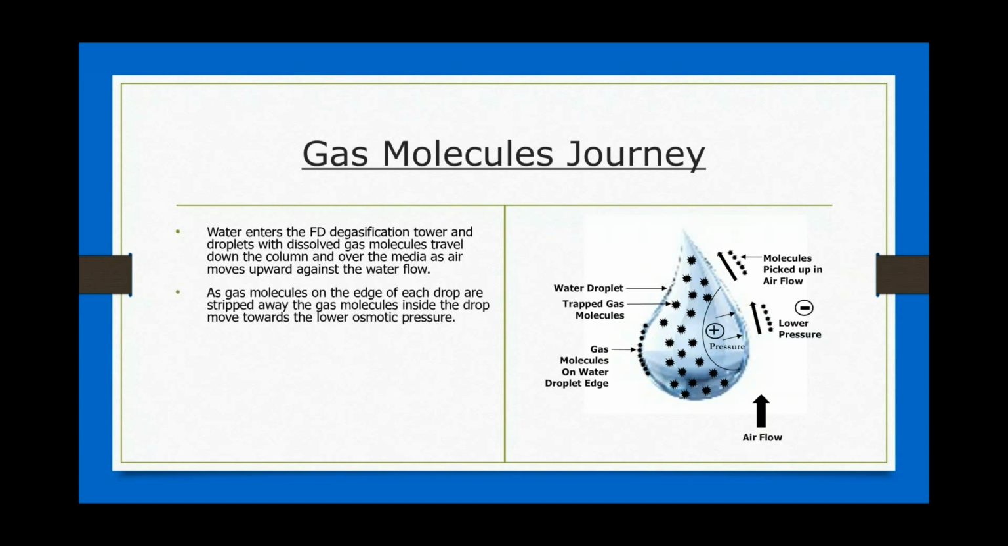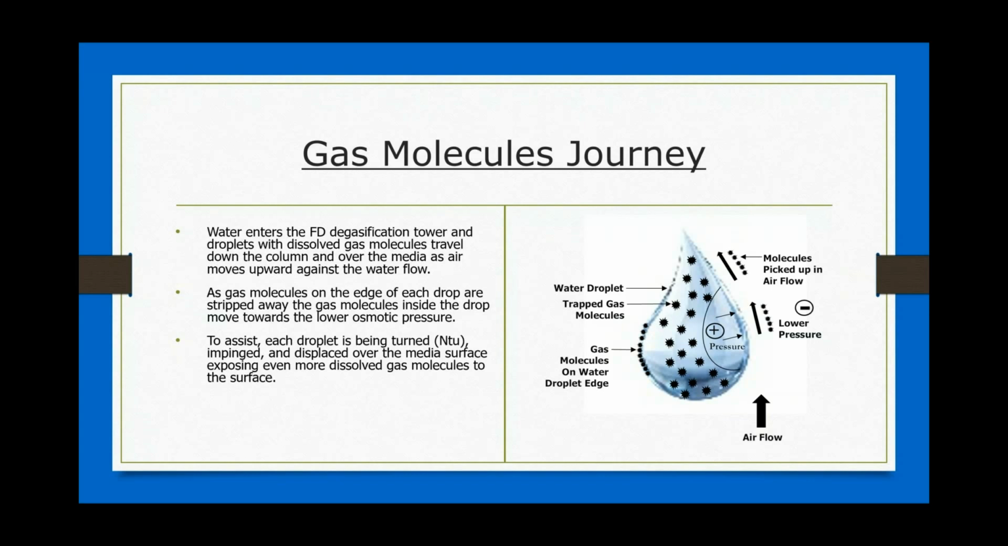And of course, as gas molecules get to the edge, they are stripped away by the gas molecules inside the drop, and they move towards the lower osmotic pressure. Of course, we help that in the degasification tower by doing what? By doing impingement and controlled film. So we want to keep reshaping that water droplet over and over again, getting those gas molecules to the edge, so the droplets are impinged and displaced over the media surface, exposing even more dissolved gases to the surface.